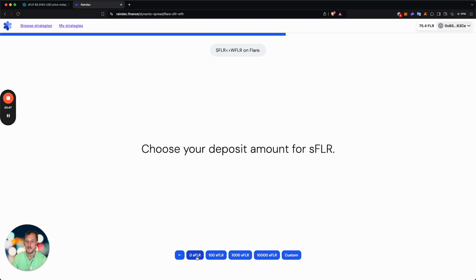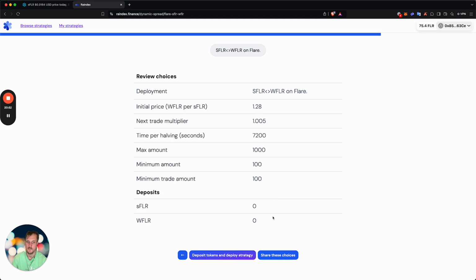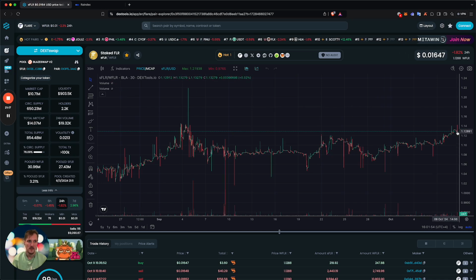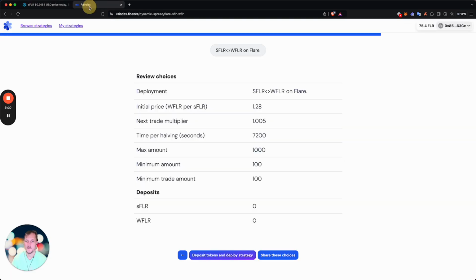If you don't want to do this, personally, I like to review things a little bit more. So I like to set it at 0 for my deposit and then 0, and then you get to review everything. And if I click deploy, that is going to pop up Rabby for me. That's the wallet that I use, and then I can deploy it. And then I will be taken to the actual strategy review screen, and then I can check the prices and I can deposit from that screen in exactly the same way that I can deposit here. So this looks good. The initial price 1.28 matches where we are here at 1.128.